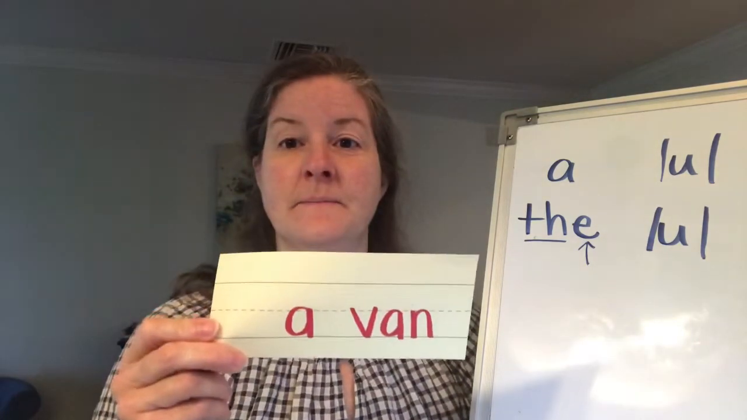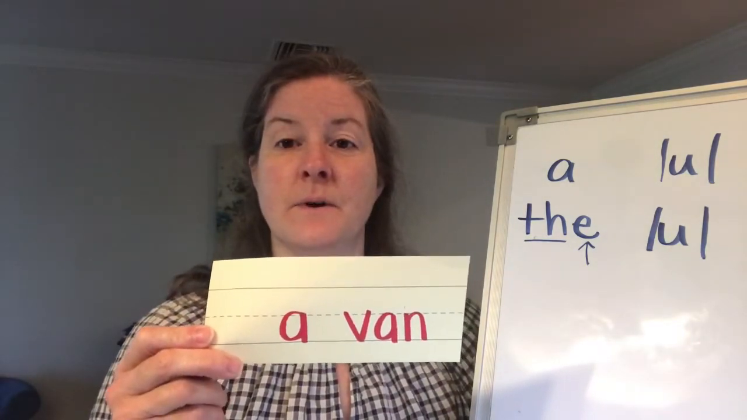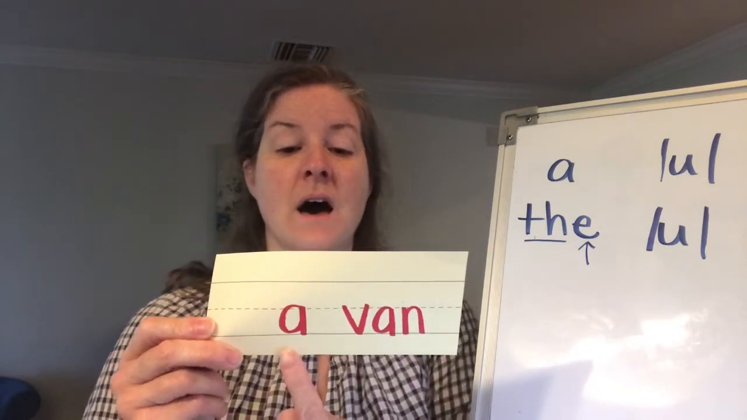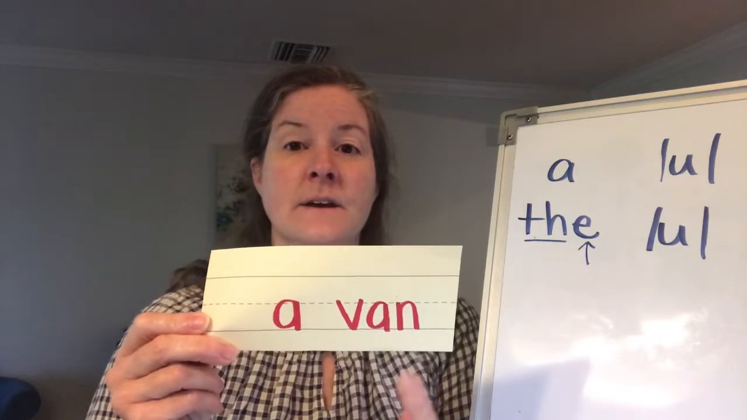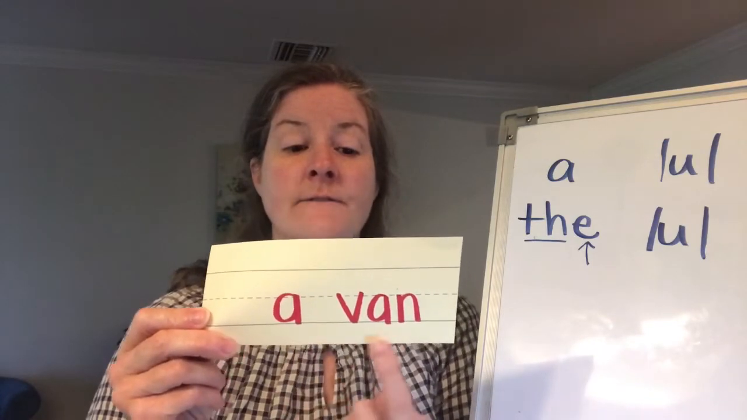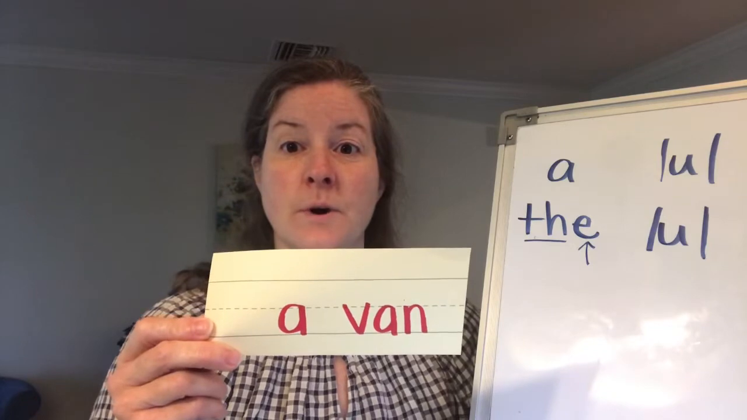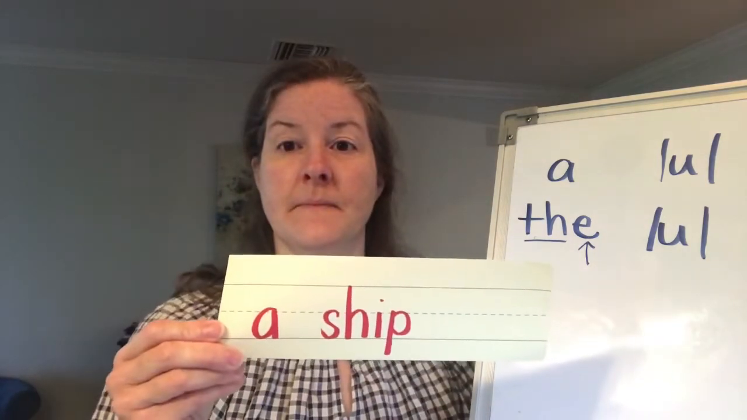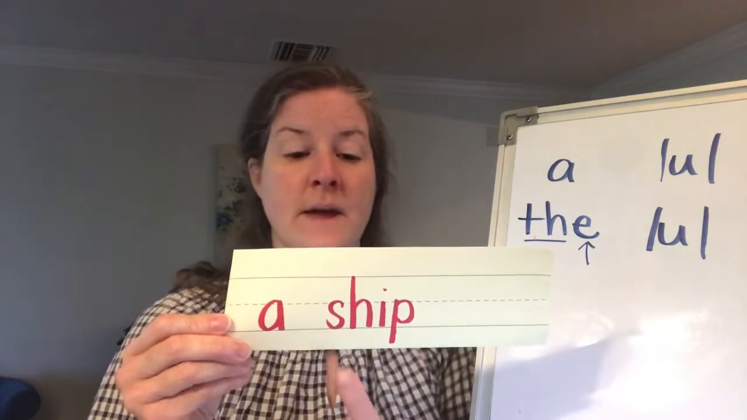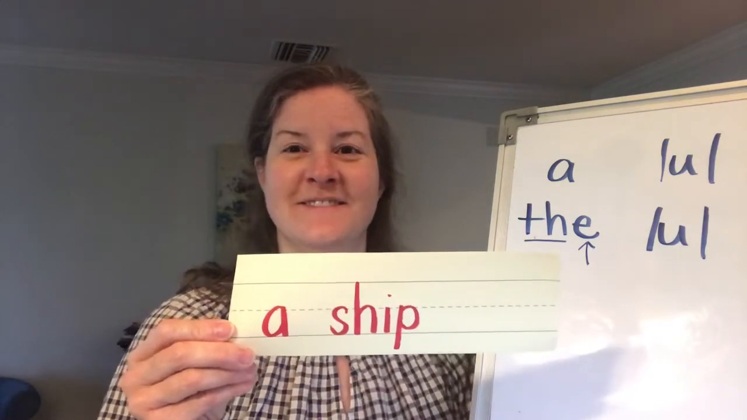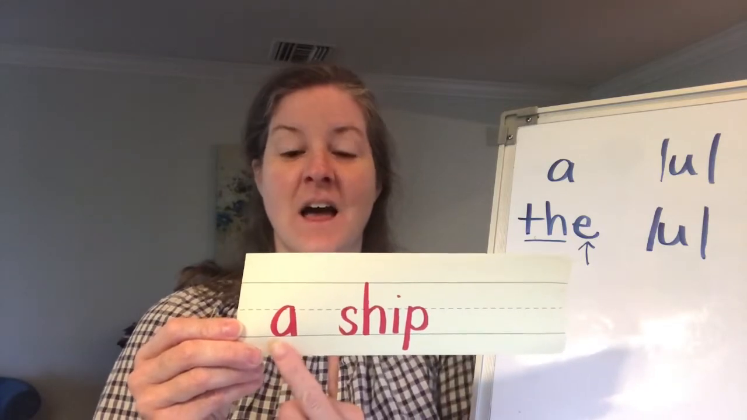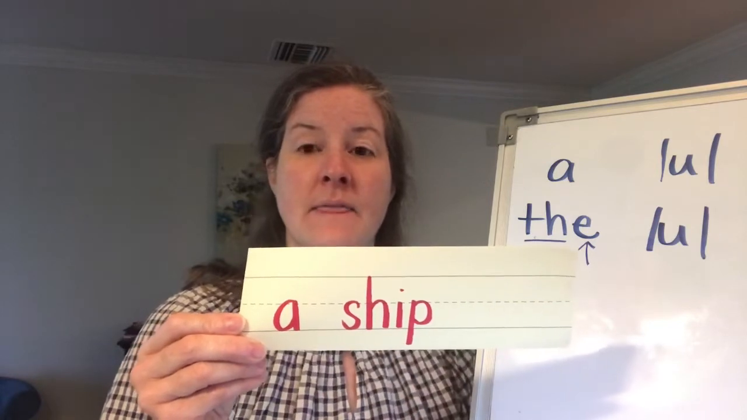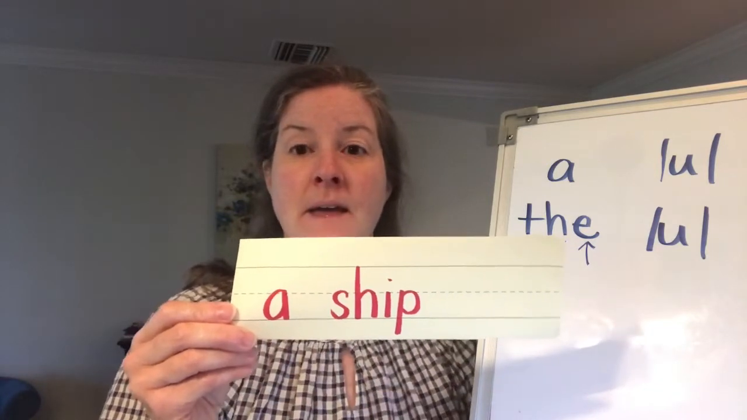Here's another one. Read that one for us. Sound it out. A van. I saw a van on my way home from the store. What does this one say? Remember, SH says shh. A ship. There was a ship out in the ocean.